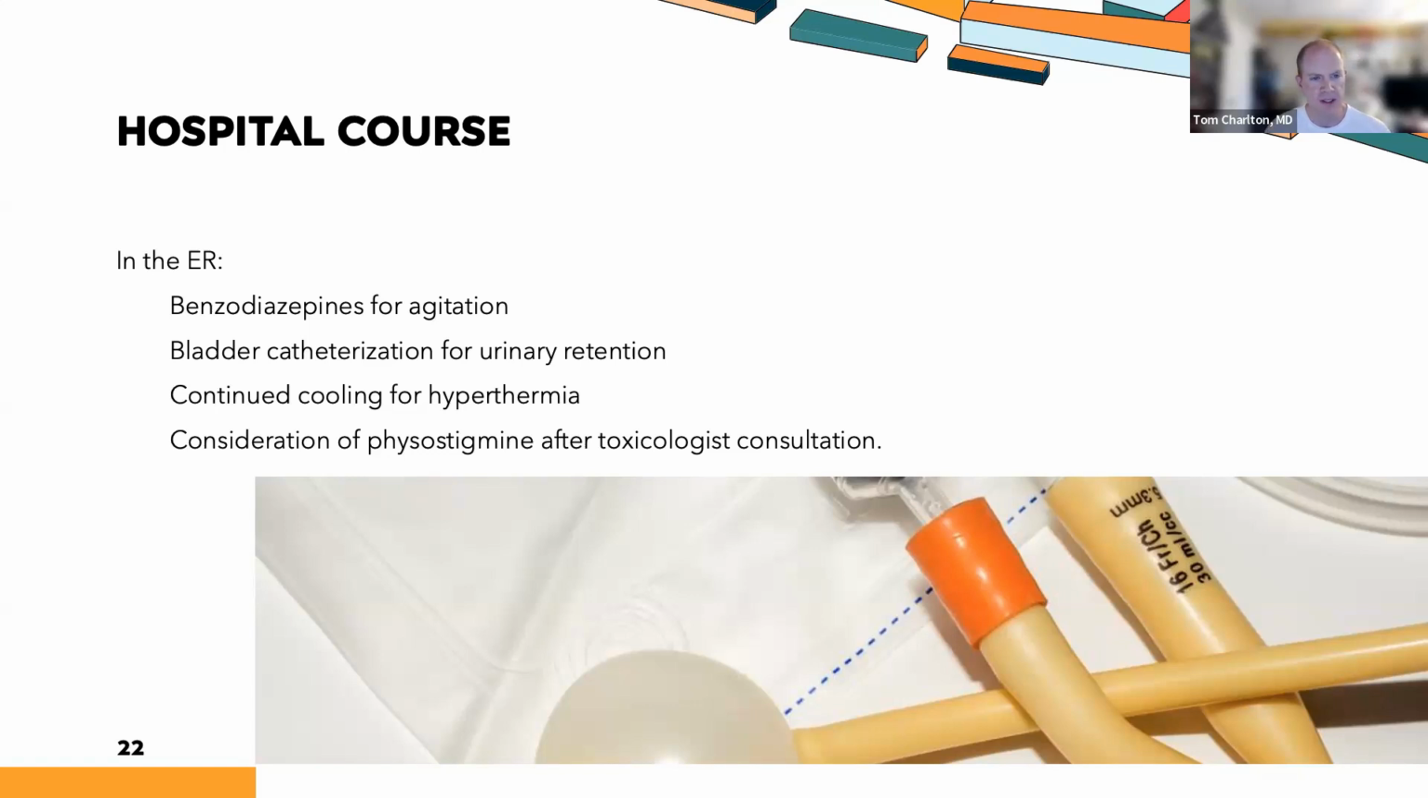They may require continued cooling. And then there is an antidote that will help somewhat with the symptoms called physostigmine. Pretty much every hospital in the country has some supply of this, but it's pretty rare that we ever end up administering it. And it's only after talking with a toxicologist that we would give it.